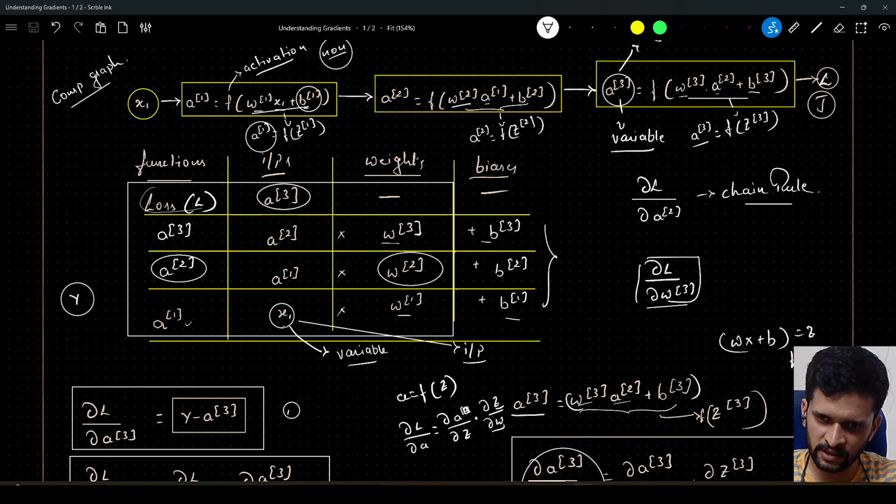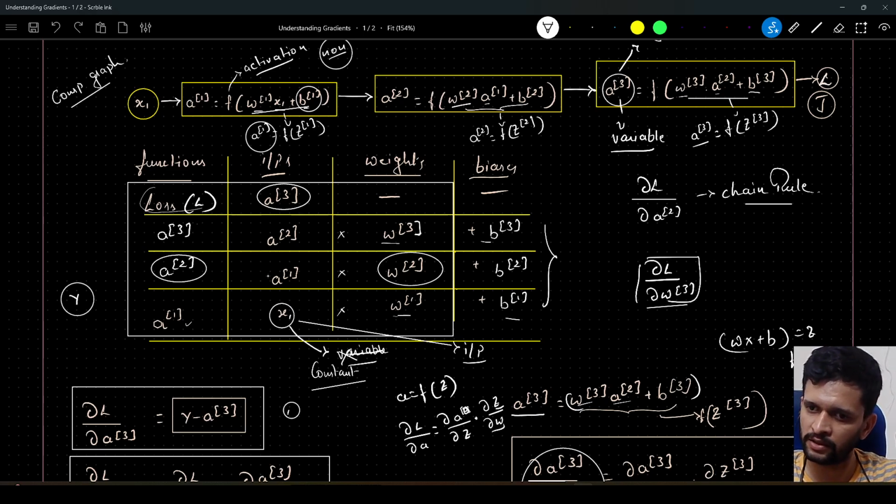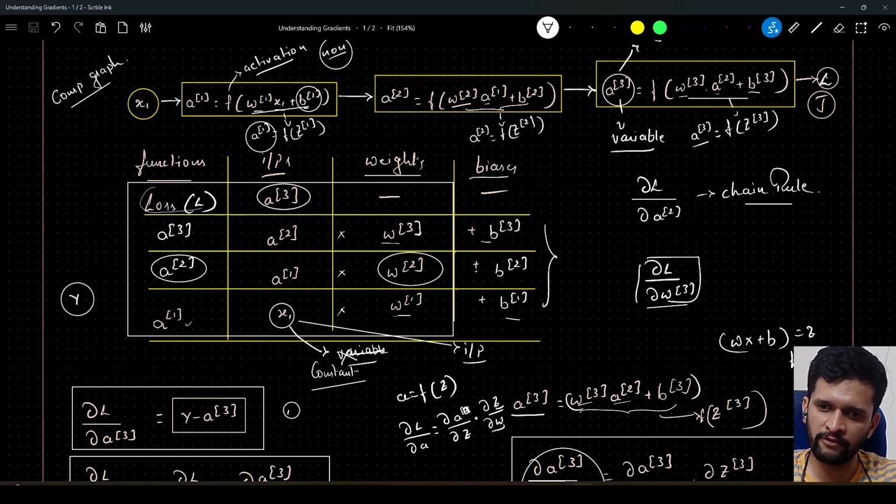Now this X is not a variable, this is a constant, right? So we have our input data fixed, we do not intend to modify those values in any way. Apart from this, everything here is a variable. Why am I calling it a variable? Because we can update weights, we can update biases, which will have repercussions on how we compute A2, A1 and A3. So that's why except X, everything is called a variable.